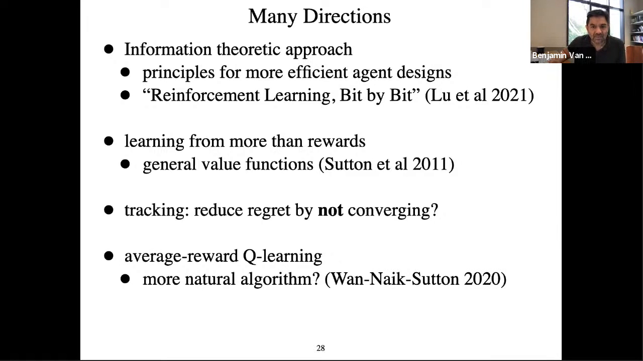Finally, the agent we've described aims to attain high average rewards, but the algorithm we use is really for discounted rewards. So there are versions of Q-learning that aim directly at maximizing average reward. And an elegant instance of this is in this recent paper by Wan, Naik, and Sutton. Perhaps there are more elegant and natural approaches than our current agent that leverage some kind of average reward Q-learning.